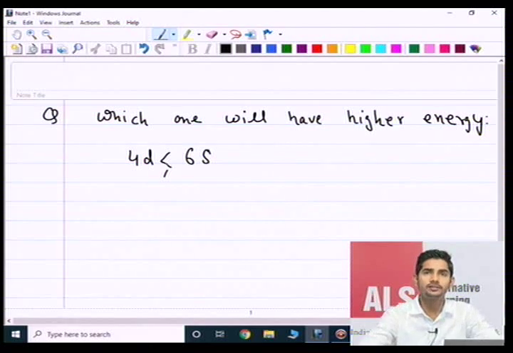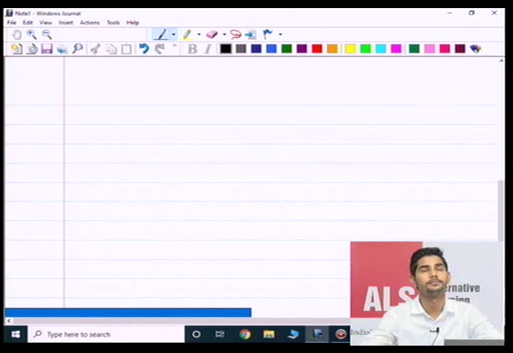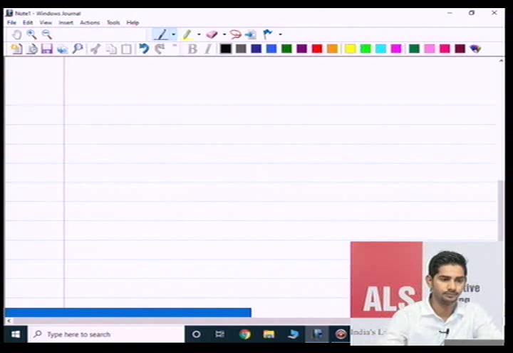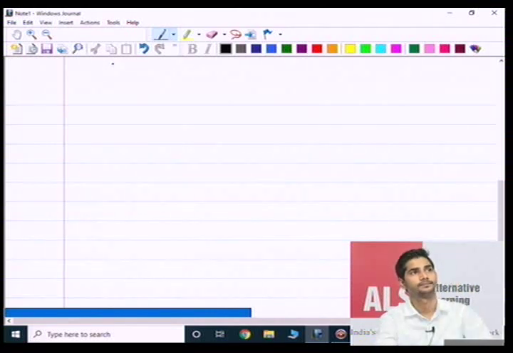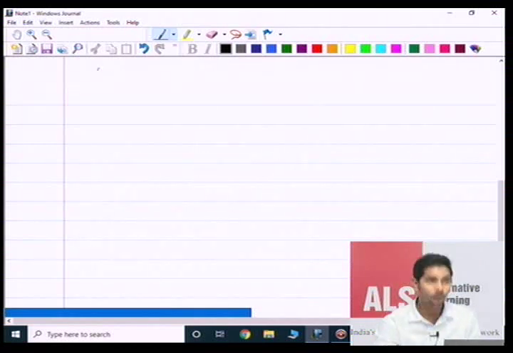Have we discussed the electronic configuration? Okay, so let's begin with the electronic configuration.